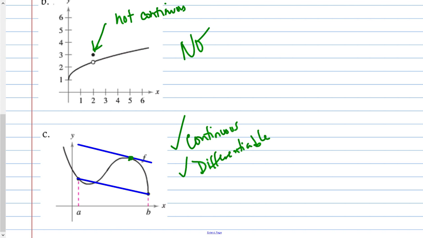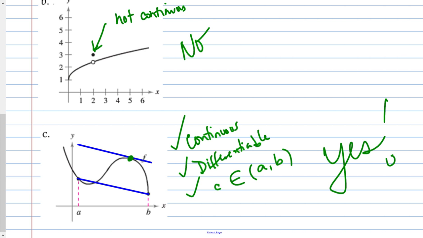See right here? Is it safe for me to say, not assume, but could I get away with saying that the slope at that point is the same as the slope from A to B? I'm going to go with yes. C is an element of my open interval. So, yes, it can be applied.